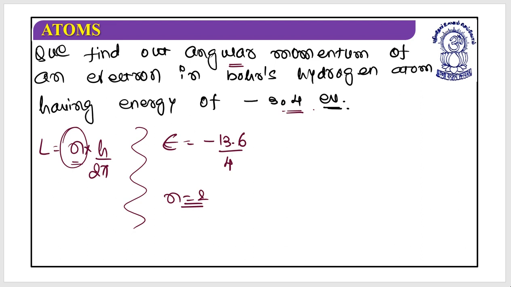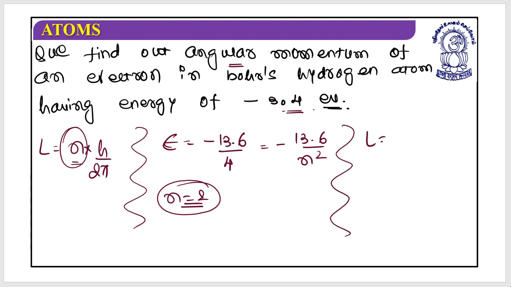But if you don't remember this, then what you need to do is compare this with minus 13.6 by n square, and you will get n equals 2. So from this, L equals 2 into h by 2 pi. This 2 has gone, and this is equal to h by pi. This is the angular momentum of an electron orbiting around the hydrogen atom in the second stable orbit.